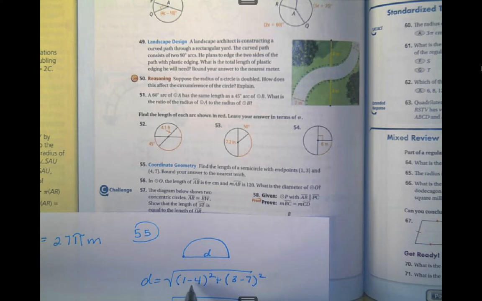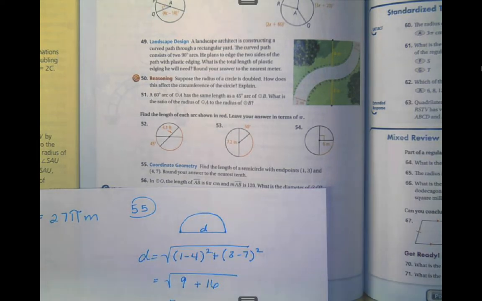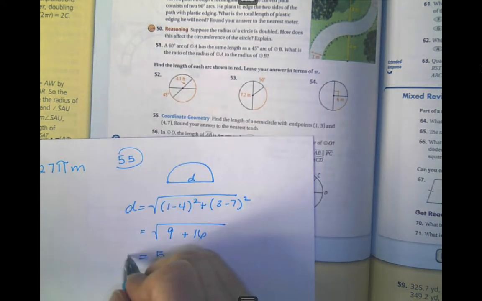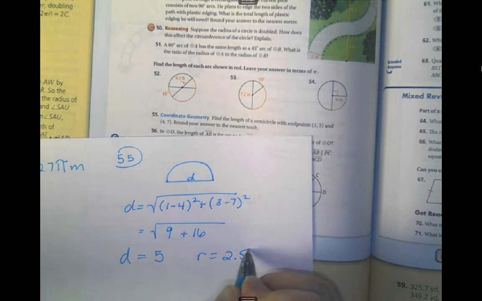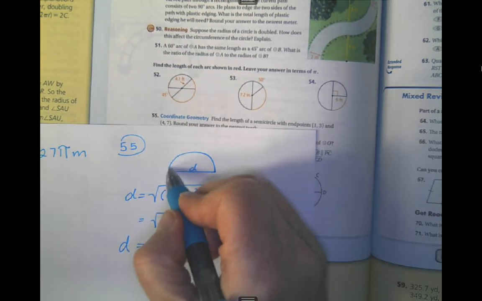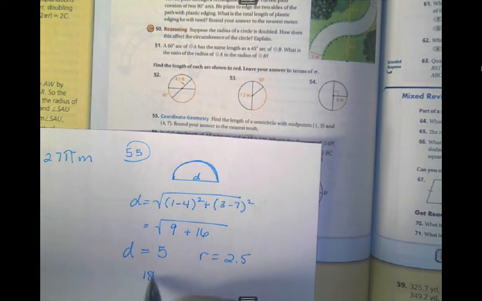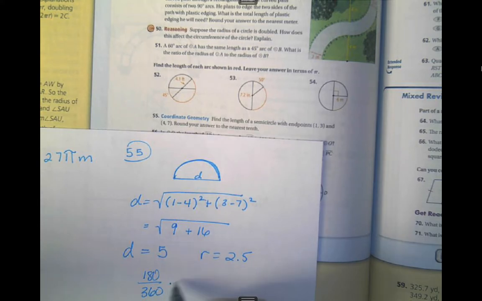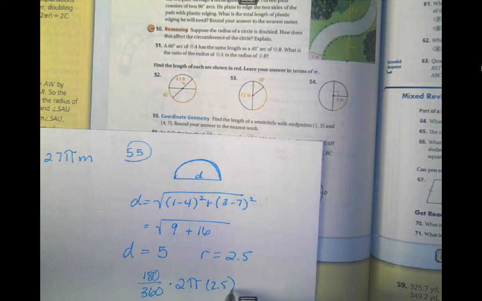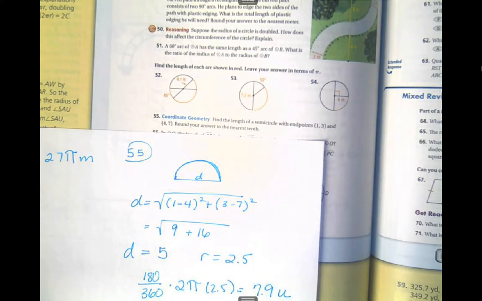So 1 minus 4 is negative 3, squared is going to be 9. 3 minus 7 is negative 4, squared is 16. 9 plus 16 is 25. The square root of 25 ends up being 5. So the diameter is 5. That means the radius is 2.5. So when I want to find the length of the semicircle, I know the radius now, so I'd have 180 over 360 times 2 pi times 2.5. Now this one you can type all in your calculator. I have approximately 7.9 and I'm just going to write units there, okay?